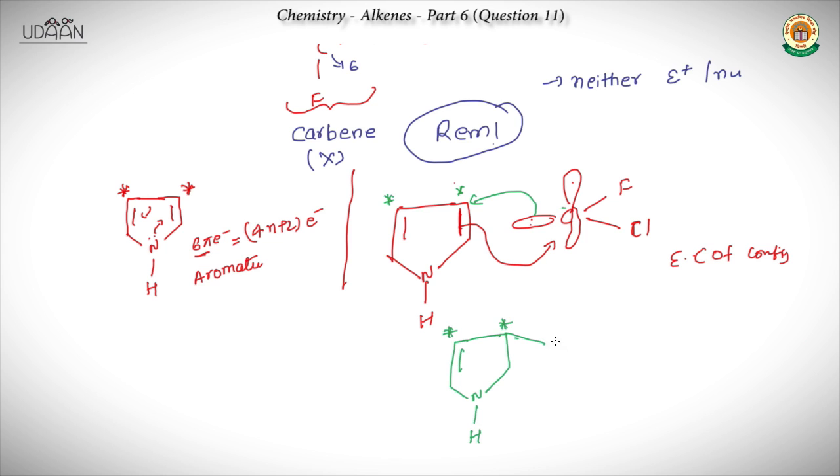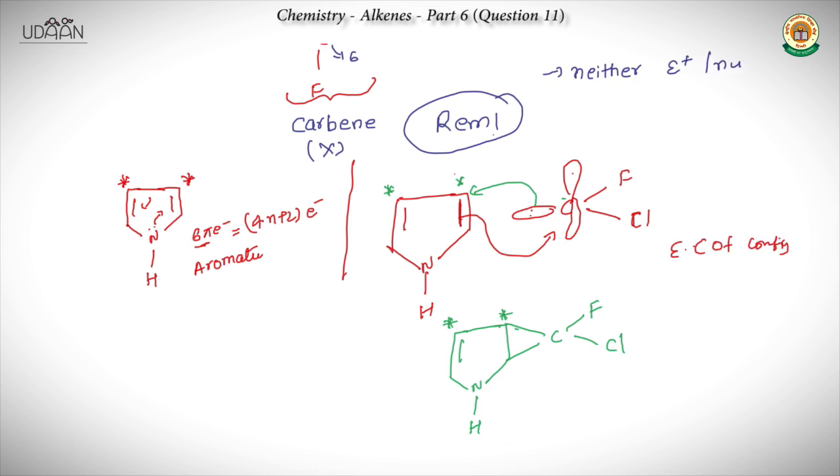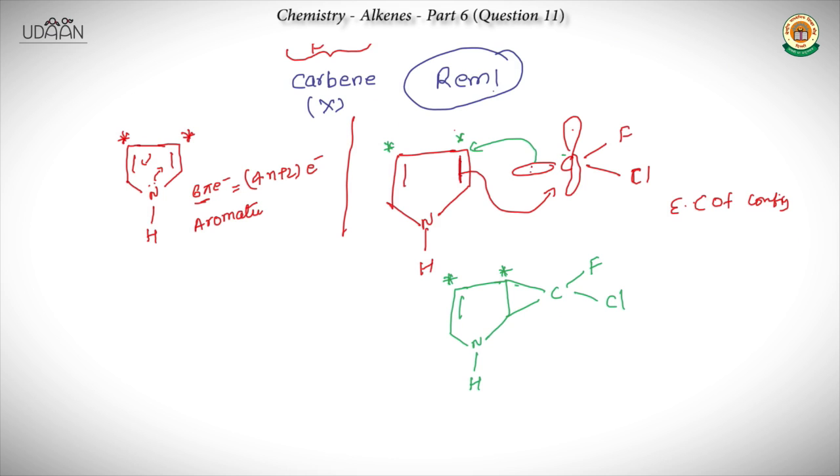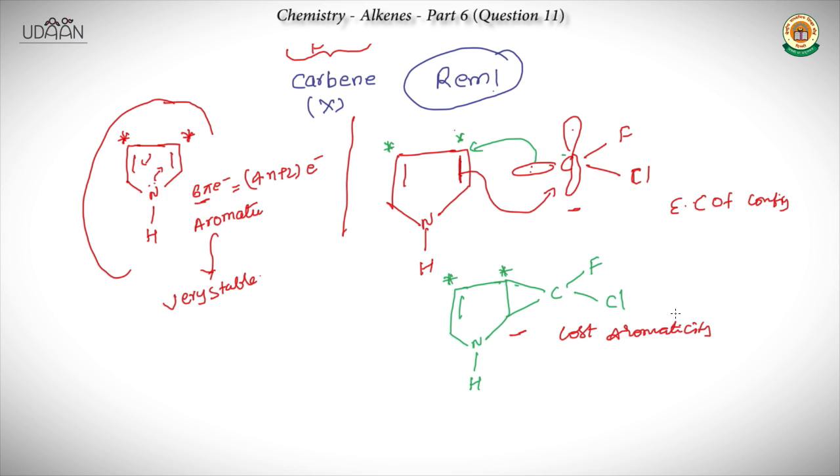Yeah, this one, FCl. Just now I've told you that this compound is aromatic, and aromatic compounds are very stable. Now, because of addition of this carbene, it has lost its aromaticity. But there is a possibility for it to regain its aromaticity, and that is this way: nitrogen donating electrons to this carbon, and this one opening up in this direction.